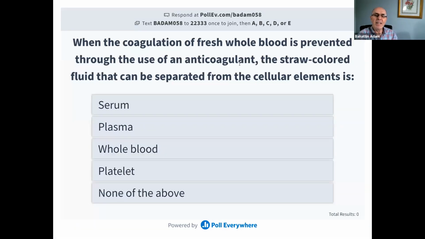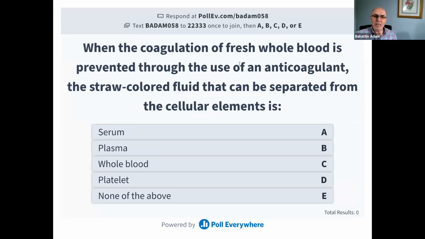Now, when the coagulation of fresh whole blood is prevented through the use of anticoagulants, the straw-colored fluid that can be separated from the cellular element is known as... Now it's your turn. Are you there? Yes, we are.